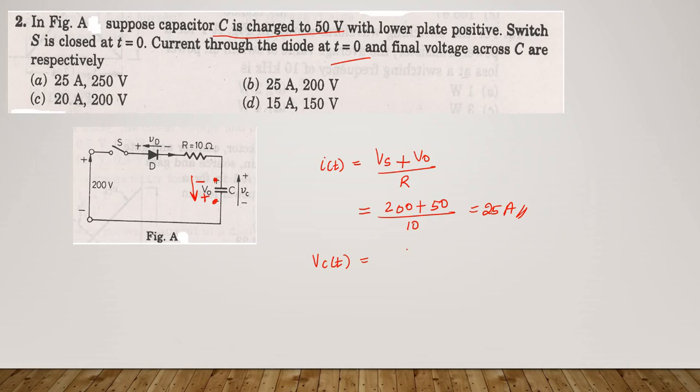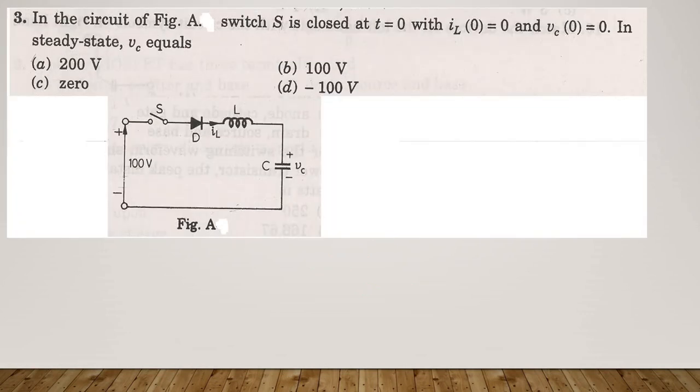And next, what is the final voltage across C? When the upper plate is positive or the upper plate is negative, in both cases we get the same answer Vs, that is equal to 200 volt. Okay, which one is correct? Option B is correct, 25 ampere and 200 volt.